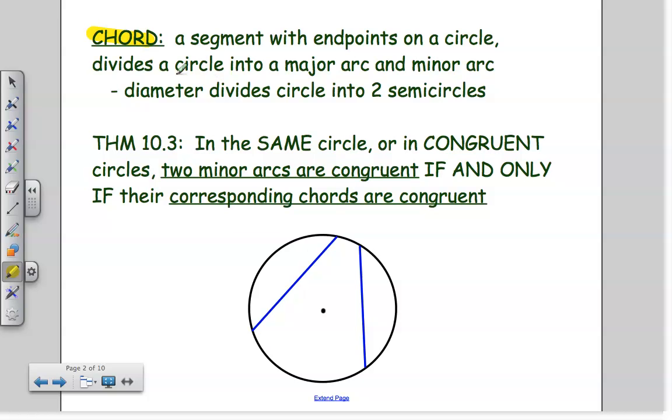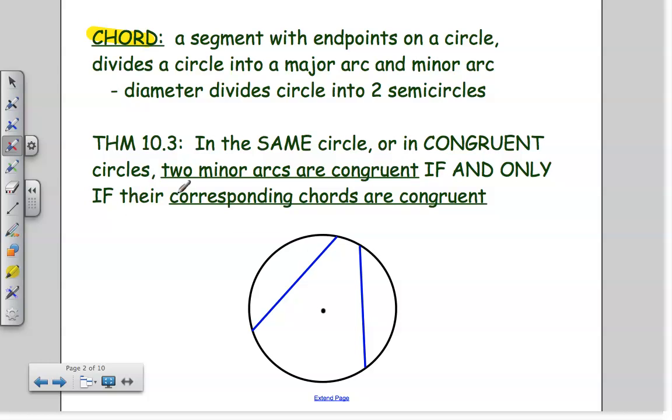Same goes for any chord, except for a diameter, because diameter is the most important type of chord. Remember, a diameter has to go through the center. In that case, we don't have a major and minor arc. We have two semicircles. But in general, a chord divides a circle into a major and minor arc.